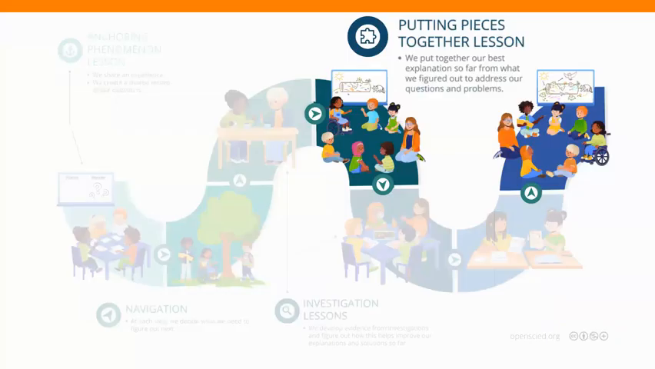So at this point in the unit, we need to take stock and see if we can develop a fuller explanation of the unit phenomenon. So it's time for a putting the pieces together lesson. We're going to connect the ideas we figured out from the last several lessons and see if we've answered our unit question. And in this case, we're going to be answering a question about how a device turns on and stays on.